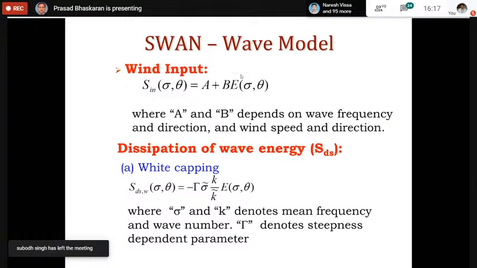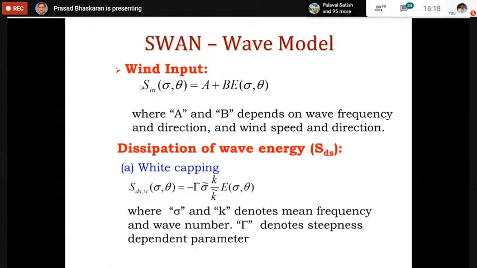Now, if you look into the formulation in the SWAN model, S_in is the input term. This is the intrinsic frequency, and this is the direction. You can write this as a sum of A and B. A stands for the linear growth. In the previous presentation, I was mentioning the Phillips linear growth. This A represents that linear growth. So you have a combination of linear growth and exponential growth. A represents the linear growth, and B represents the exponential growth. This is a function of wave energy again. And of course, if I go into more details, there is a coupling coefficient between the atmosphere and the ocean.